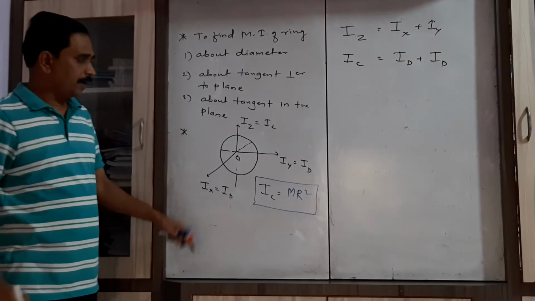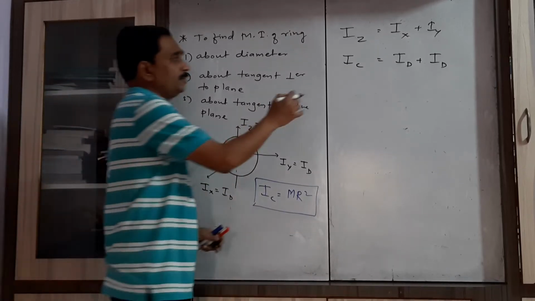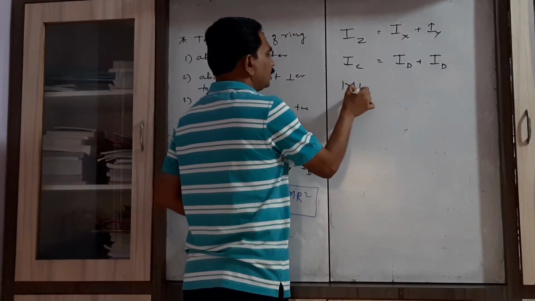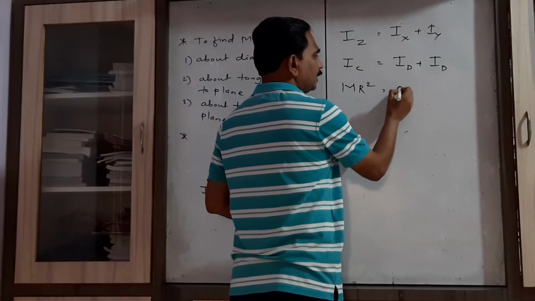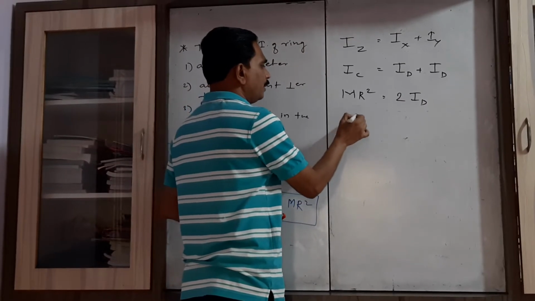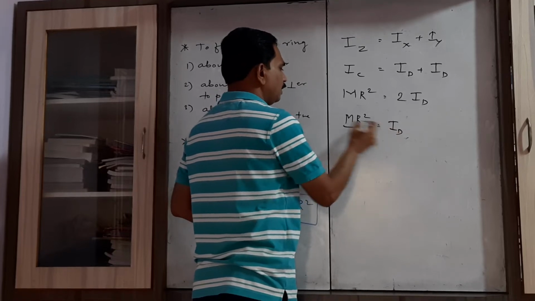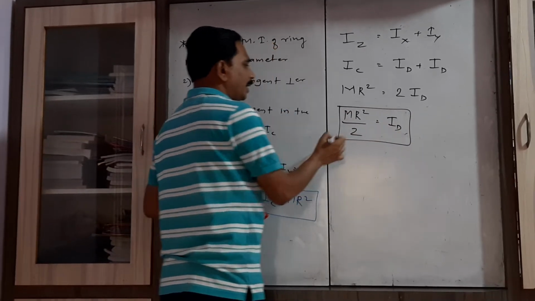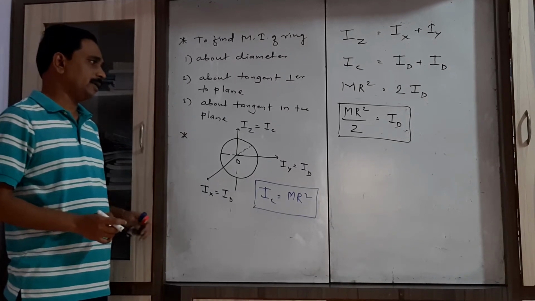Now we already have the formula which we derived earlier, that is, the moment of inertia of the ring about its center is mr square. This is Id plus Id, that is twice Id. Therefore, the moment of inertia of a ring about its diameter is equal to mr square by 2. So that is the applied case for the ring.